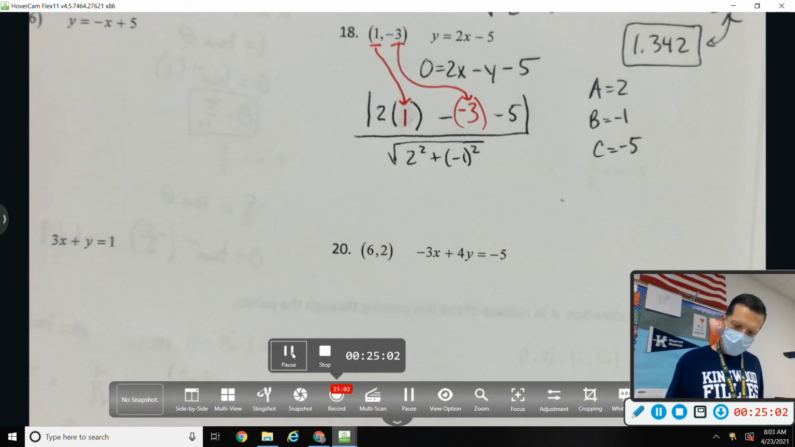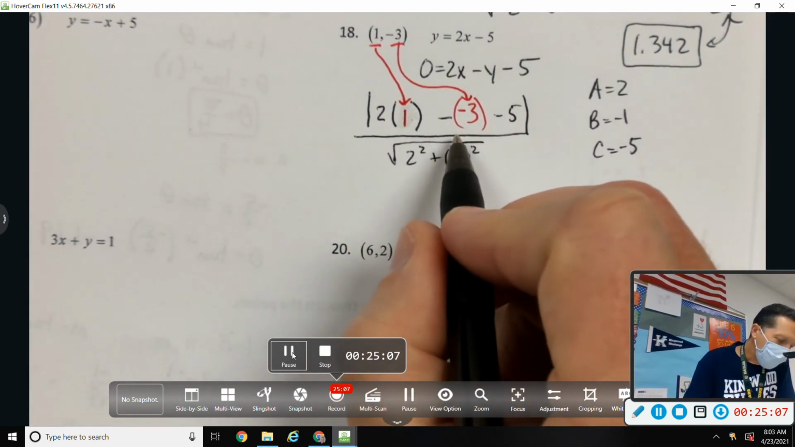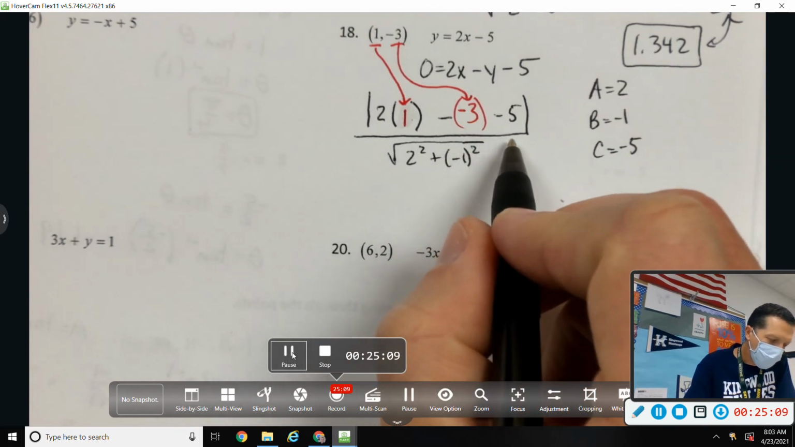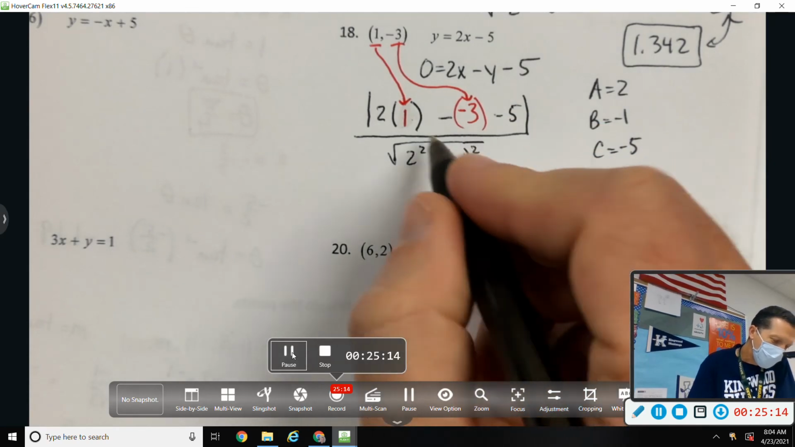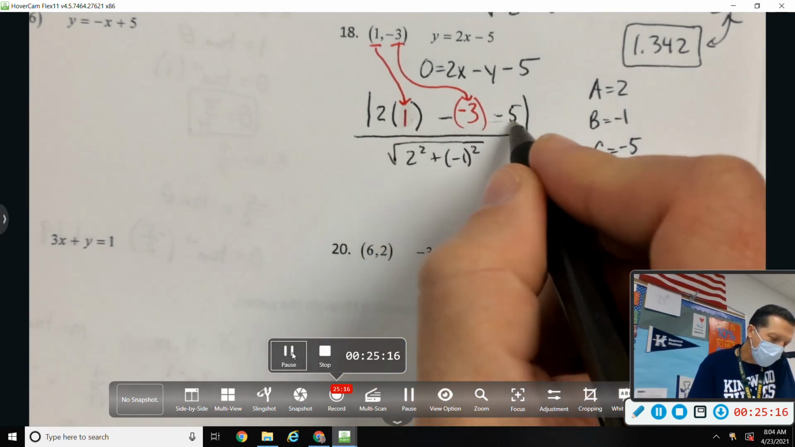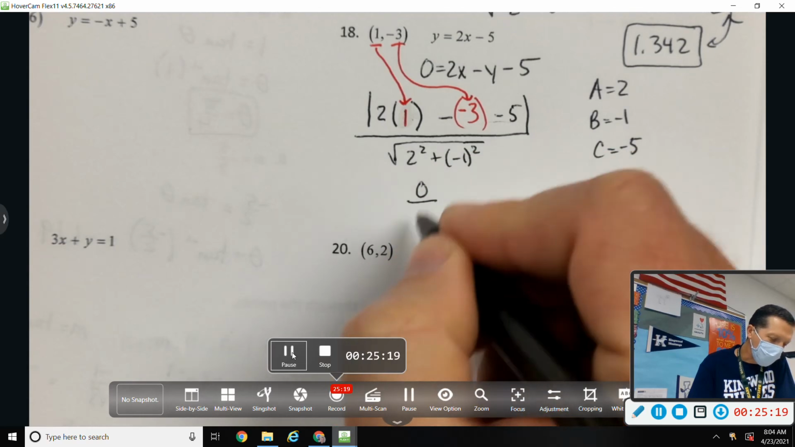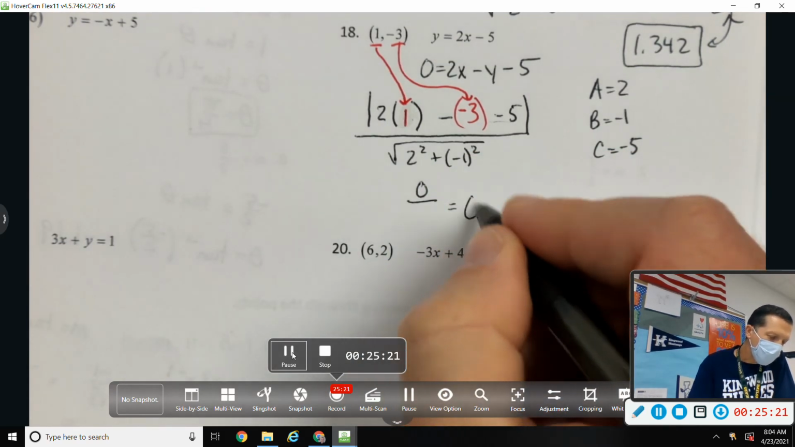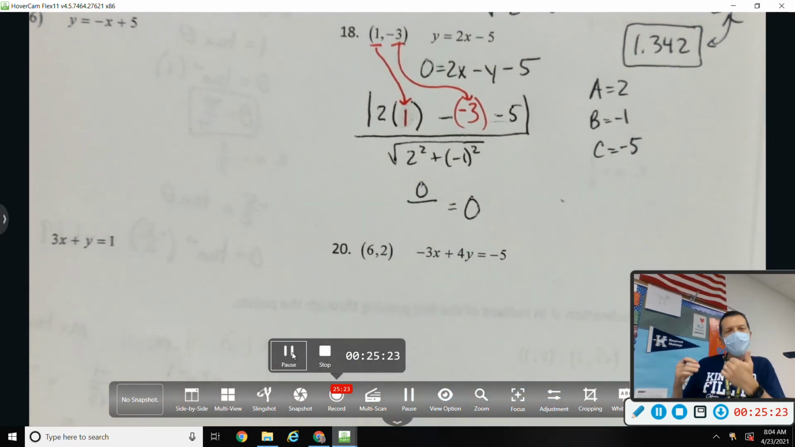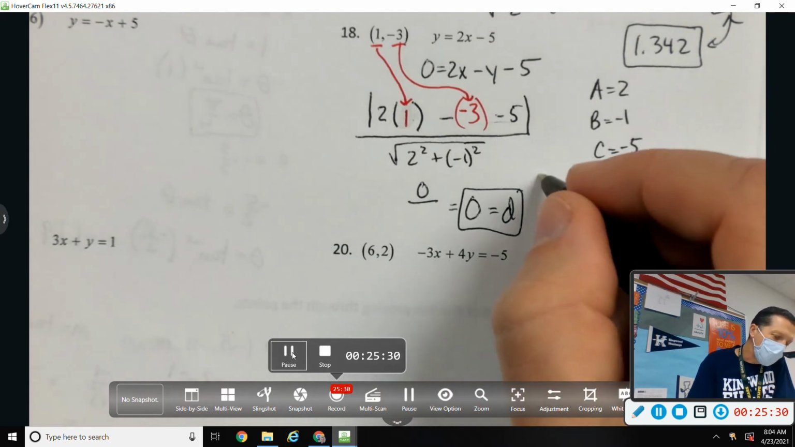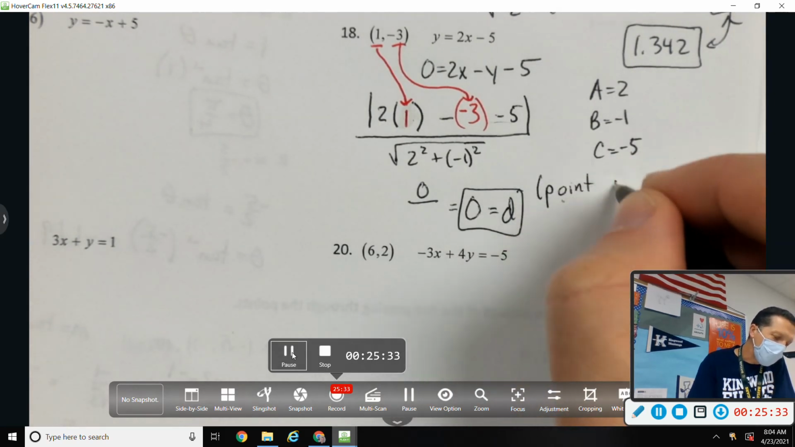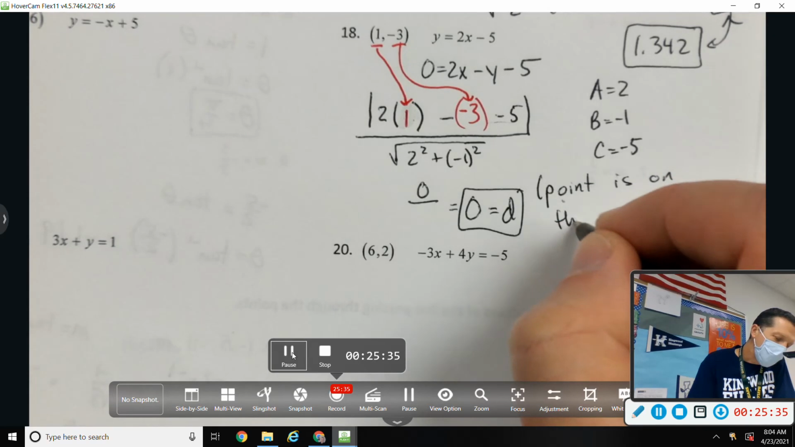Let's see. 2 plus 3. Uh-oh. Something funny's going on with this one. It's 0. 2 plus 3 is 5. 5 minus 5 is 0. And then it doesn't really matter what the bottom is. So what does that mean if the distance from a point to a line is 0? The point is on the line. Yeah, so my answer is still 0, but to make sense of this problem, that means the point is on the line. So that's kind of a weird one.